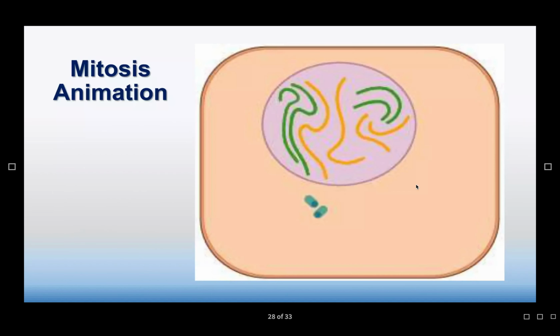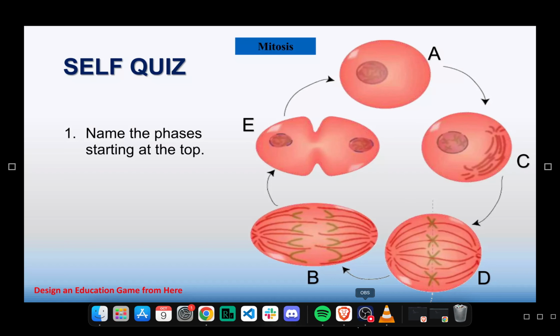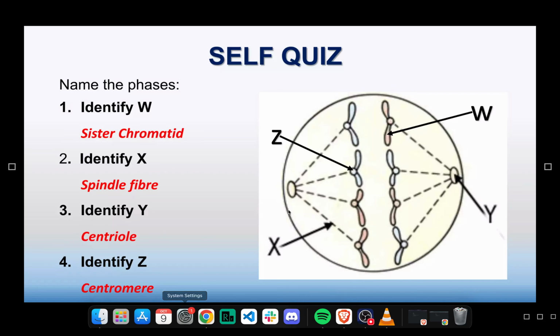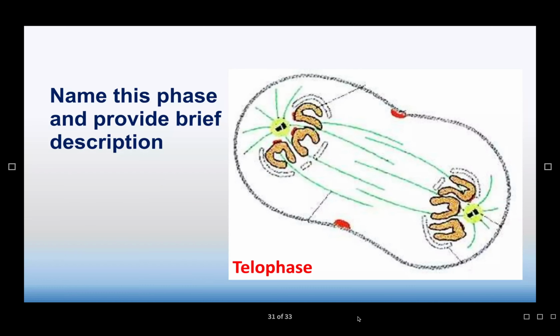So you can pause the video and try to look at it and name it yourself. Which stage is it? Try to understand the different structures at different stages. Try to understand what they represent at different stages. And look at this again. Ask yourself which stage is this. Pause the video and try to observe it. Which stage is this? Then identify X, identify Z, identify Y, and identify W. Identify all those things, and that's your self quiz.